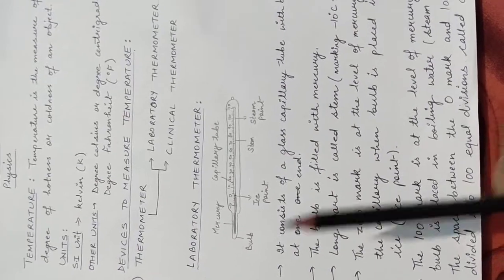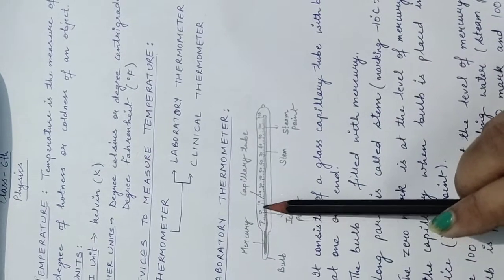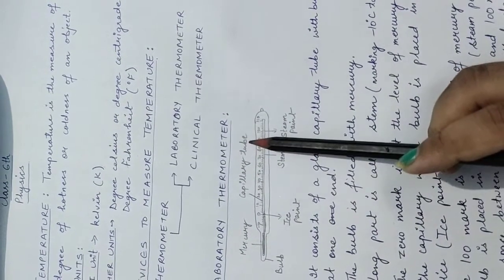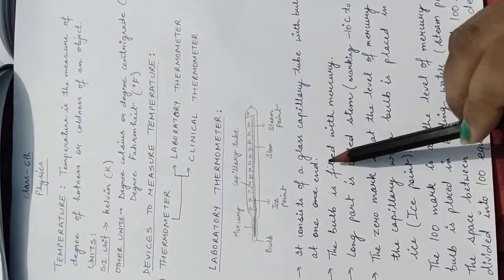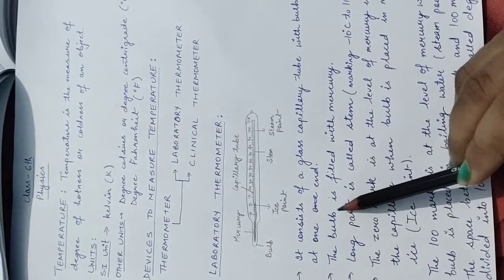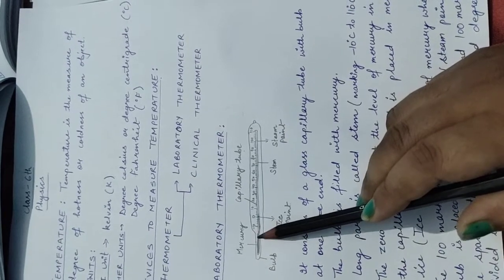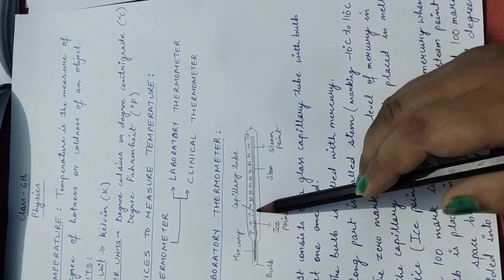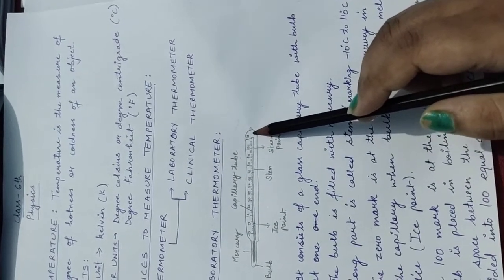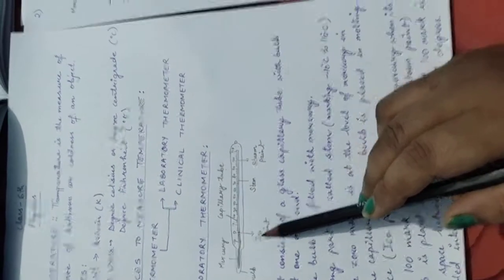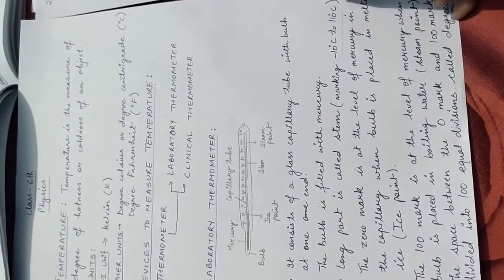In the diagram, this is the bulb which contains the mercury, and this mercury rises to different levels in the capillary tube. So there is a glass capillary tube, and it has a bulb at one end, and this bulb is filled with mercury, and the mercury will rise or fall in this capillary tube. This long part, this is called the stem, and this stem has markings from minus 10 degree Celsius to 110 degree Celsius.